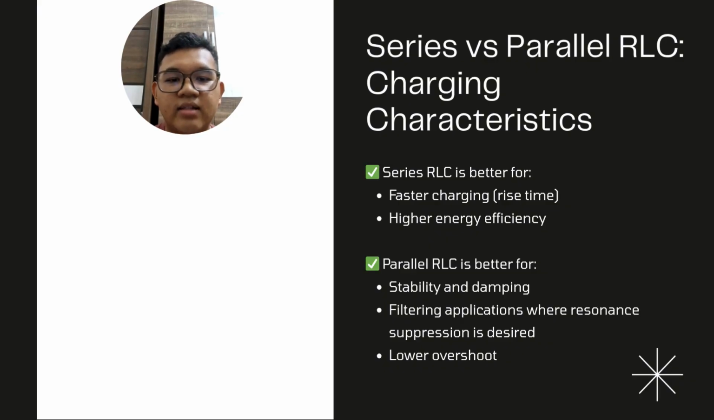Meanwhile, the parallel RLC circuit shows more stability, but the charging is a bit slower. It also has minimal overshoot and settles more quickly without oscillating much. In terms of steady-state voltage, both configurations eventually reach the input voltage, showing they are functionally correct in steady state.